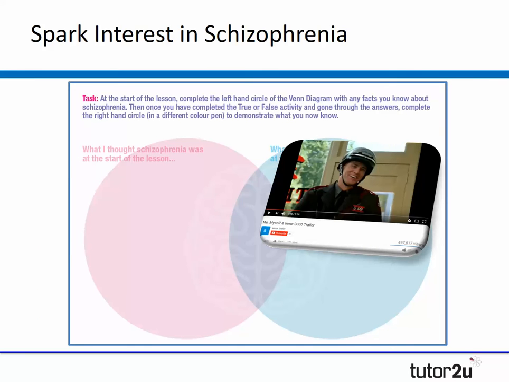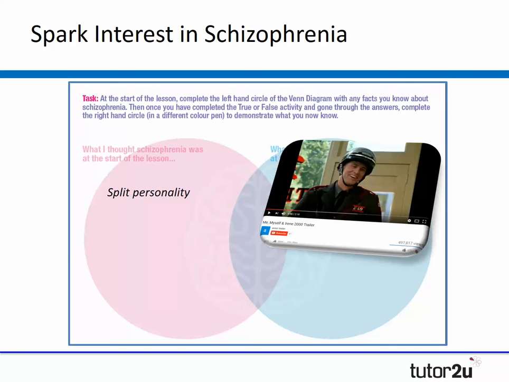The way I would launch this activity is to provide your students with a Venn diagram, and there's one provided in the resources. I would start by watching a really media-typical clip of schizophrenia, something like the Me, Myself and Irene film trailer on YouTube, which is about two to three minutes long. Get the students to write down, on the left-hand side of their Venn diagram, what they think they know about schizophrenia before you've taught them anything.